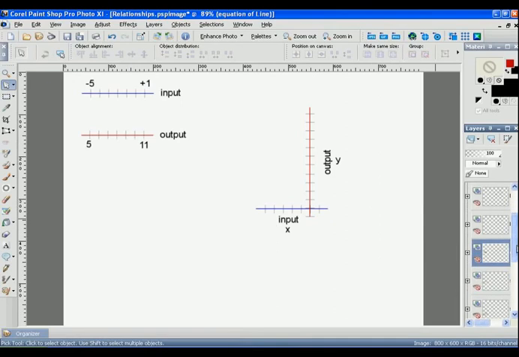Okay, let's take it to the next step. We're given these 2 points. We know that -5 has to give us 5 and +1 has to give us 11. Well, let's plot these points on our new graph here. -5 will give us 5, so on the input, if we go down to -5, then our output has to be +5. So we place this dot right here. We do the same thing with +1 and 11. So on the input, we go +1, and on the output, we go +11.